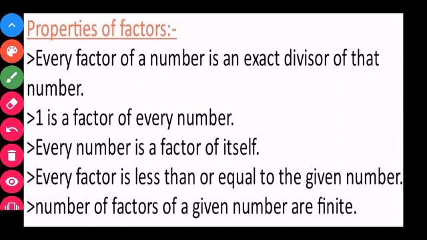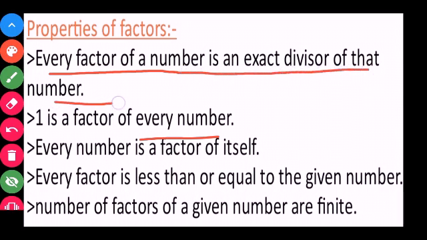Now next, properties of factors. Try to remember all these things, this is very important. Every factor of a number is an exact divisor of that number. Why? Because 2 and 3 divide 6, because they are factors, so the number will divide exactly. Next, 1 is a factor of every number. Why? Because 1 can divide that number exactly, or any number can be written as the product of 1.